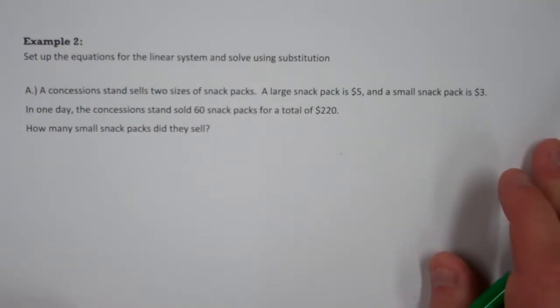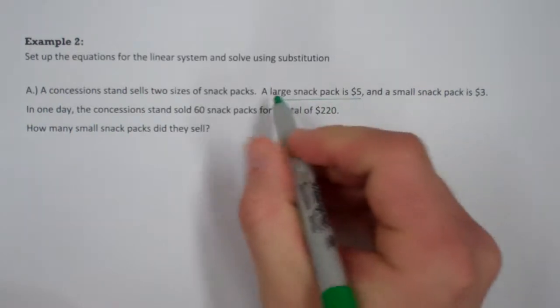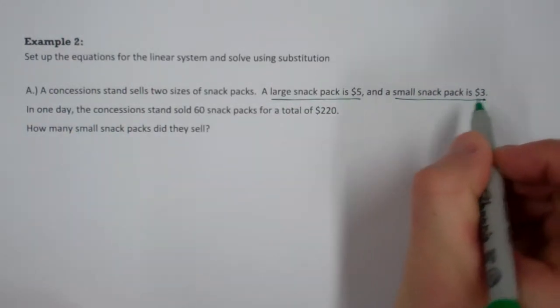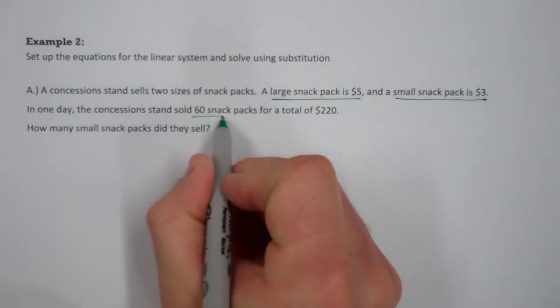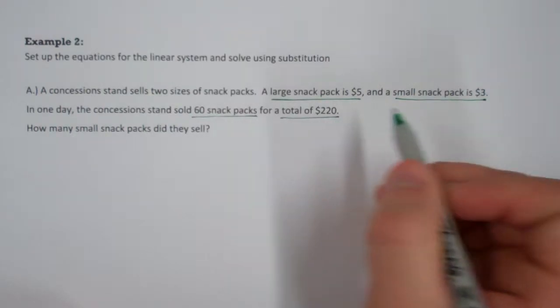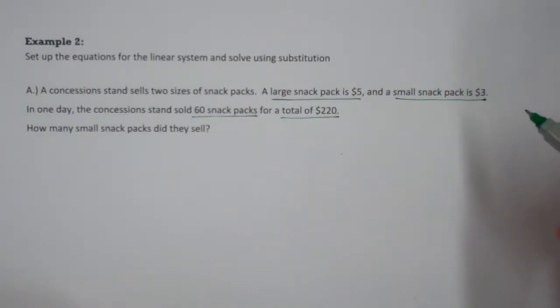In word problems like this, it's important to identify what's important, what we know, and what we don't know. So we know that a large snack pack is $5. We know that a small one is $3. And we know that they sold 60 snack packs altogether, for a total of 220 bucks. That's what we know. What we don't know, those are going to become our variables. What we don't know is how many of each one we sold.